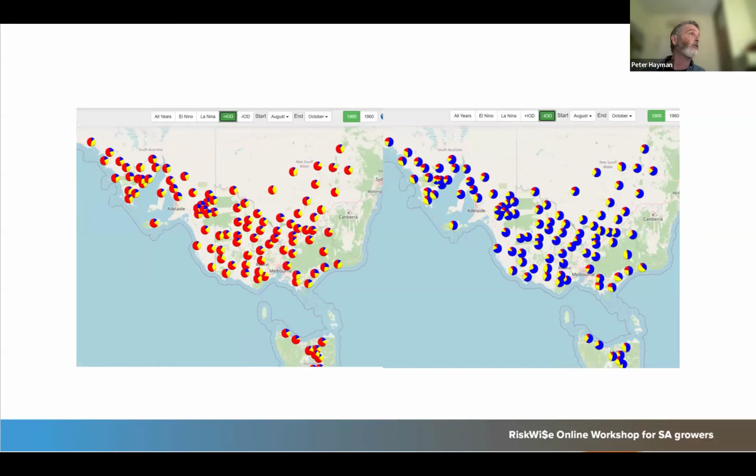And when we go to the Indian Ocean dipole, a positive Indian dipole has an even slightly greater effect in the part of the world that we're looking at here. Next slide, please.